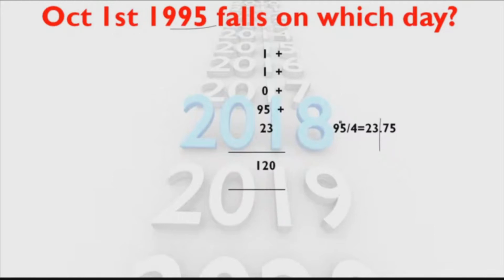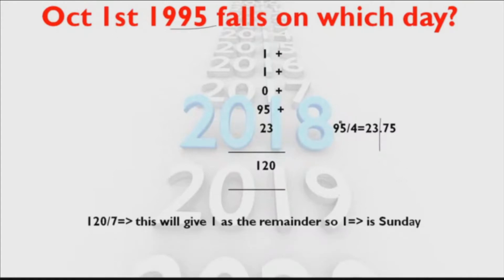Now you have 120 as the answer. So 120 by 7 will give you a remainder of 1. And 1 stands for Sunday, and your answers are right. Yeah, so now you can see that the previous year which I solved was 1994. Here it is 1995. Both are non-leap years.